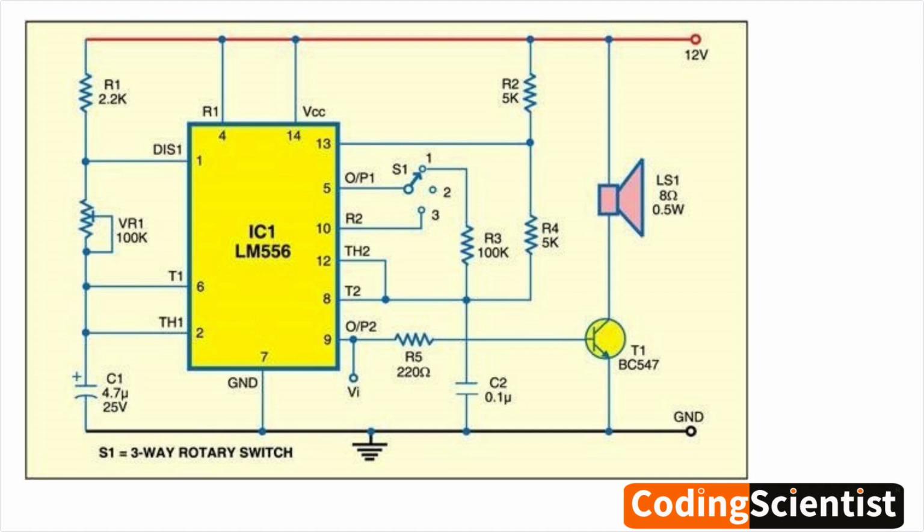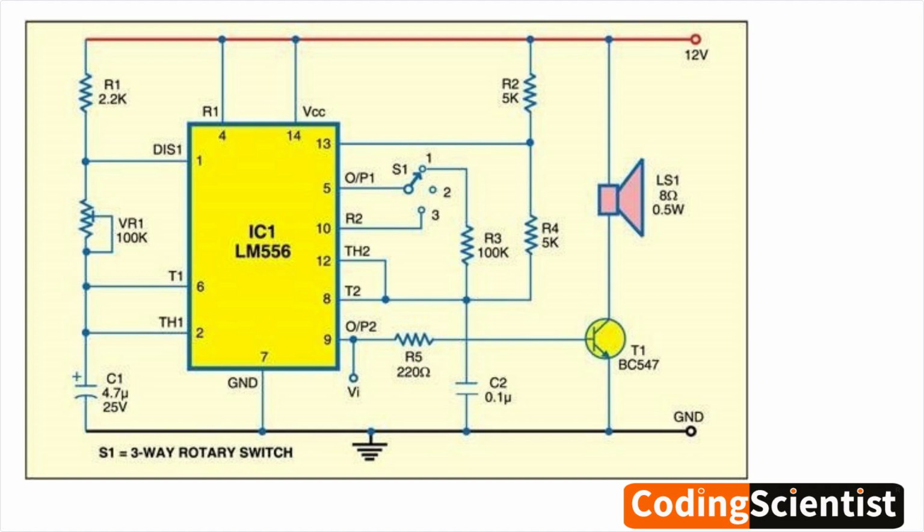Resistors R1, R2, R3, R4, R5. These resistors control the timing and amplitude of the 555 timer's output signal. Capacitor C1. This capacitor determines the time constant of the 555 timer circuit, influencing the frequency of the generated signal.